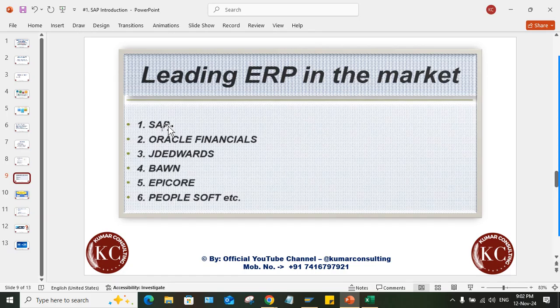Or maybe 60% of their requirements are going to be met by SAP, and for the remaining 40% they again have to go for customizations. In that case, they decide to ask for a software to be developed for their organization based on their requirements. That is called customized software.